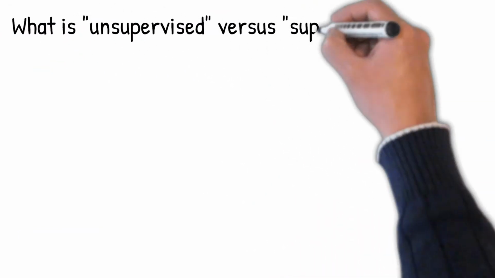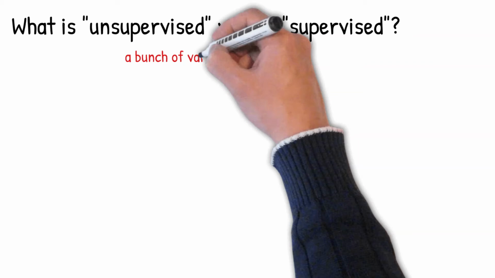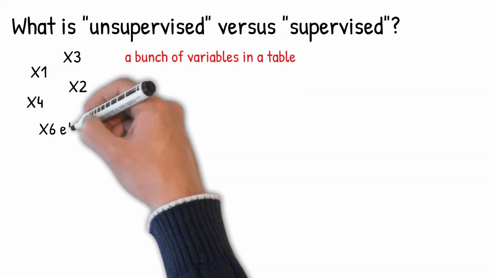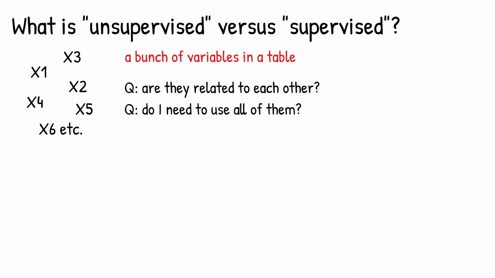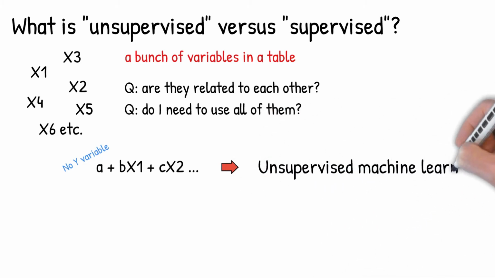Now at this stage, you might be wondering, what is this unsupervised versus supervised stuff? As we're focusing on unsupervised, let's start there. Imagine you've got a massive database, hundreds and hundreds of variables. Question, do those variables relate to each other? Do I really need to think about all of them? Can I maybe pick just a few? That's the question that is often addressed in unsupervised machine learning. If you look at the equation, a plus b x1 plus c x2, there's no y. It's just a bunch of data, and I want to know something about what's behind that data.